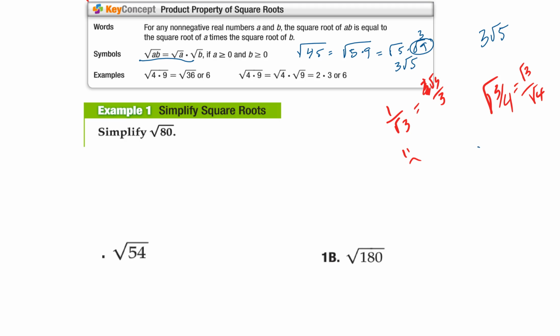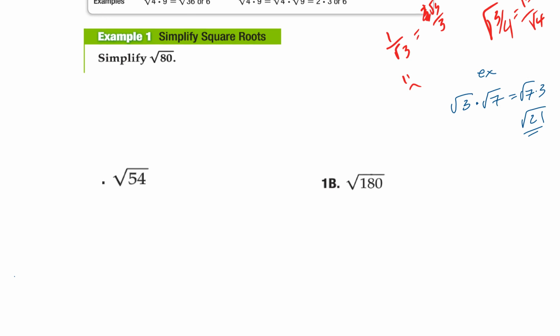It also works the other way. If I have rad 3 times rad 7, I could bring them together and get radical 21. So it works both ways. That's the product property of square roots. You can multiply two square roots and get a square root, and you can break up a square root into two smaller square roots. And that's what we're going to use to simplify these.